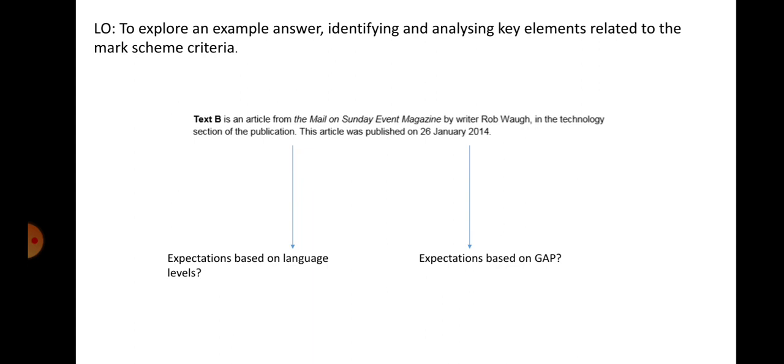This is looking at exploring an example answer, looking at how the key elements come together to meet the mark scheme criteria. So the text you're given today is Text B, an article from the Mail on Sunday Event magazine by writer Rob Wall in the technology section of the publication. This article was published on the 26th of January 2014.